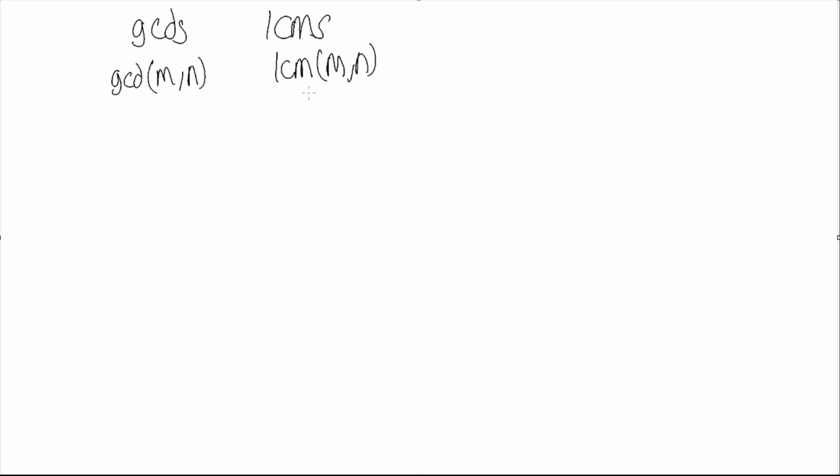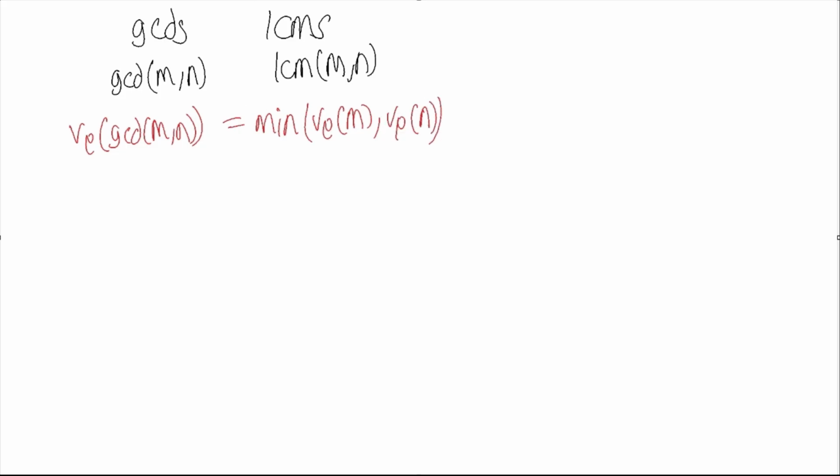Now, how do we involve them inside nu-p computations? Well, the key property is this: nu-p of the GCD of m and n is equal to the minimum of nu-p of m and nu-p of n. Now, how exactly do we prove this fact?